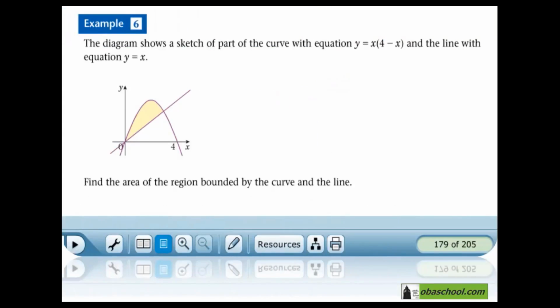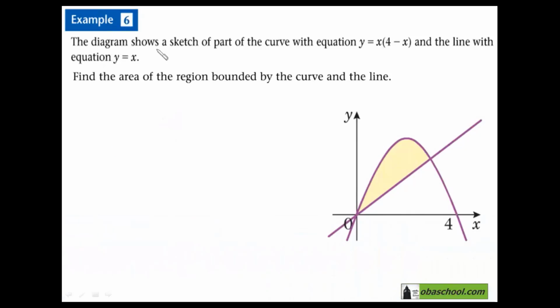Look at this example. The diagram shows a sketch of part of the curve with the equation y equals x(4 minus x) and the line with the equation y equals x. So here we have a sketch which represents a parabolic curve and we have the equation. Also we have a straight line which has the equation y equals x. Find the area of the region bounded by the curve and the line. So we need to find the area between the curve and the straight line.